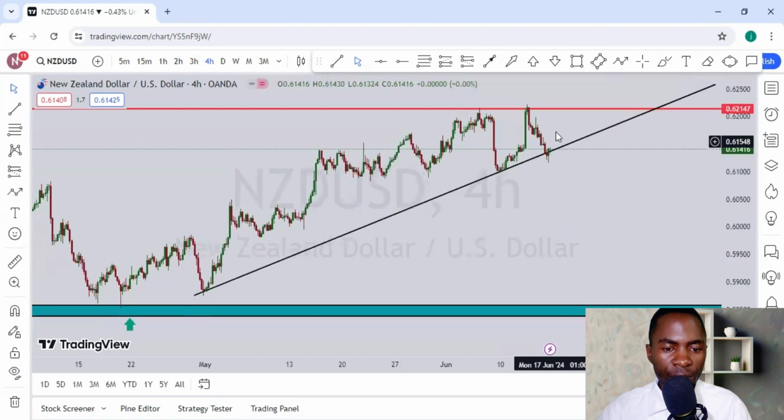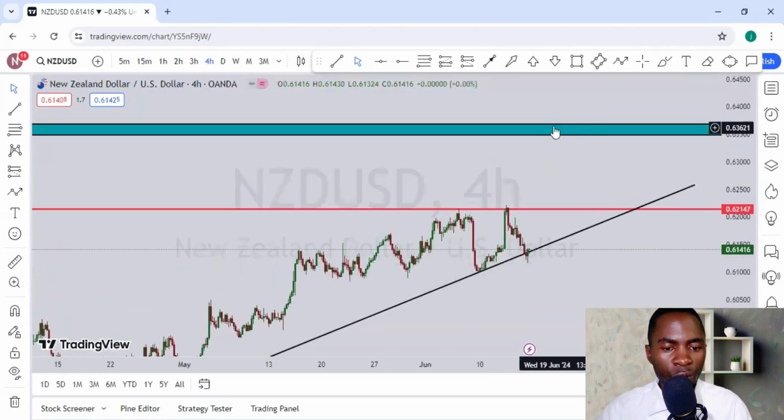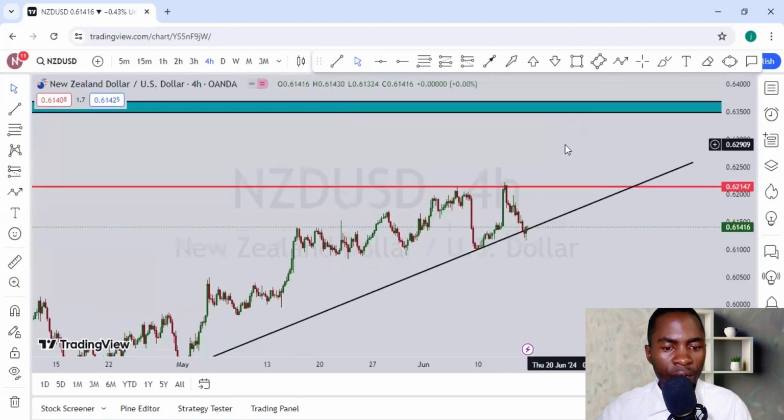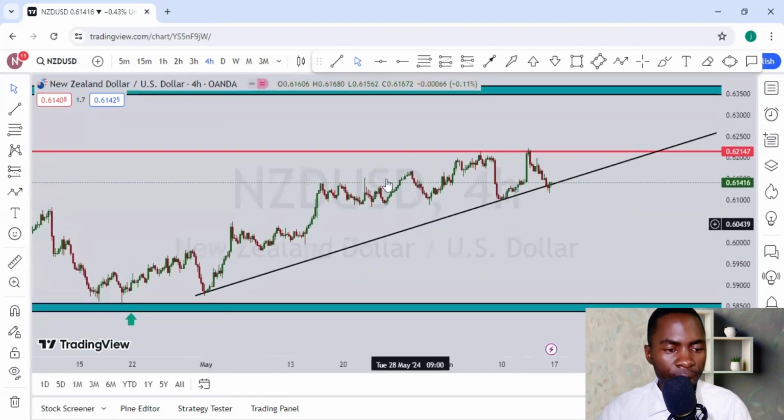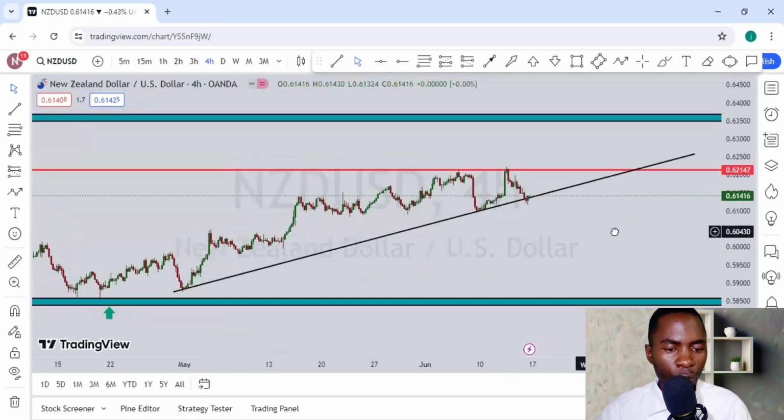But if the market respects it and still moves out, then we are not going to take any trade until we arrive here at my green zone. That's where I will take another trade. That's all for NZD USD.